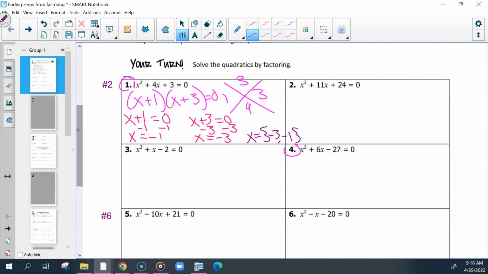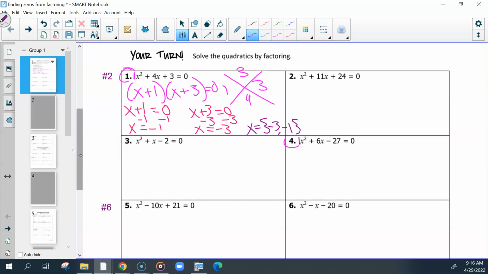We're going to jump around. Number 4, would we solve that or factor that similarly to number 1? Yes, because there's a 1 in front of the x squared, so it's going to be factored the same way. We're looking for what?